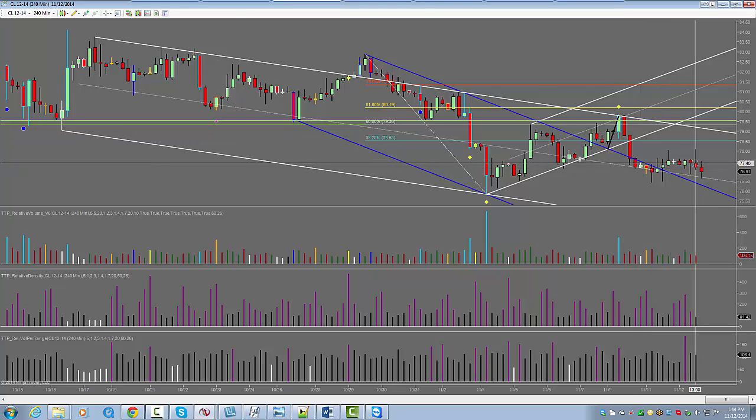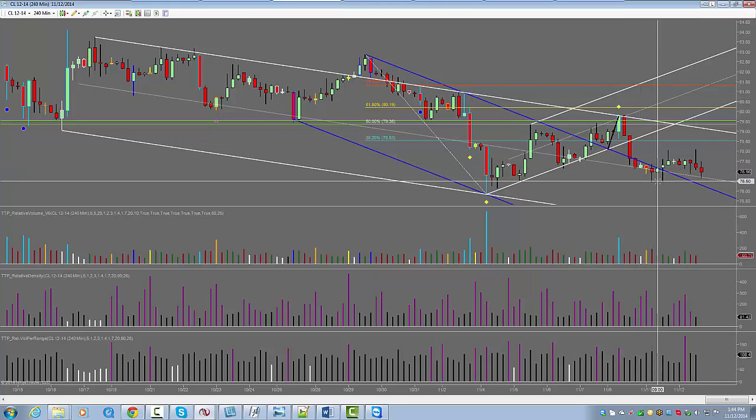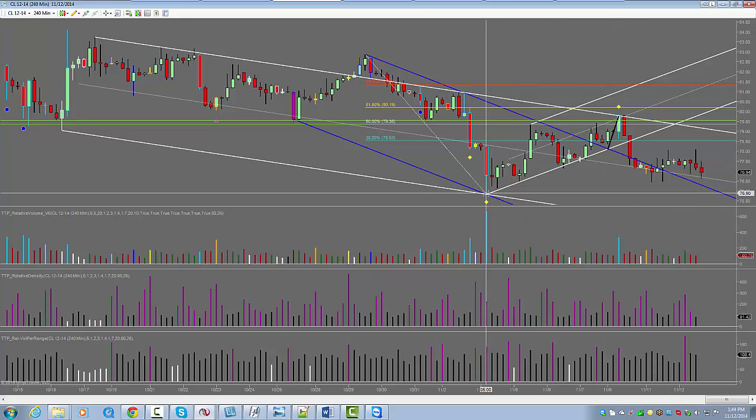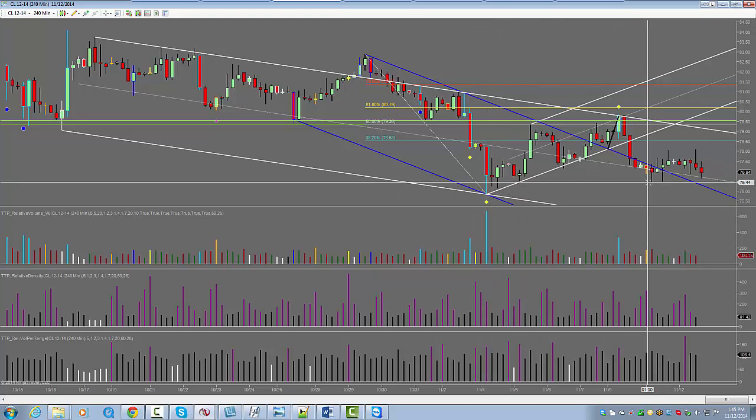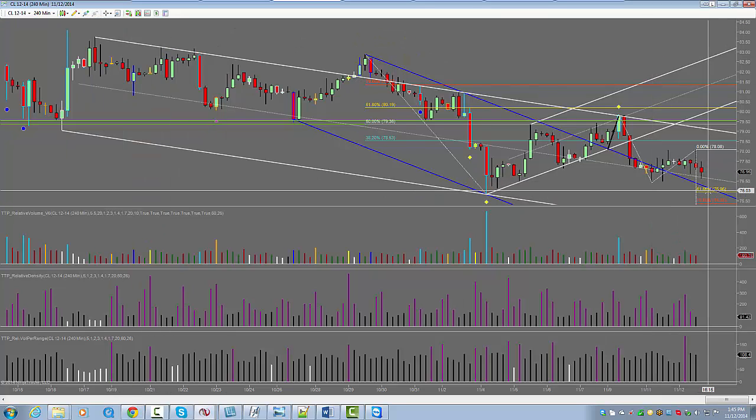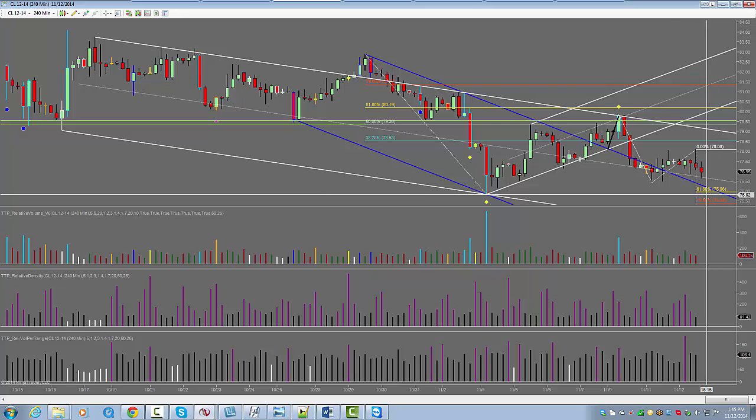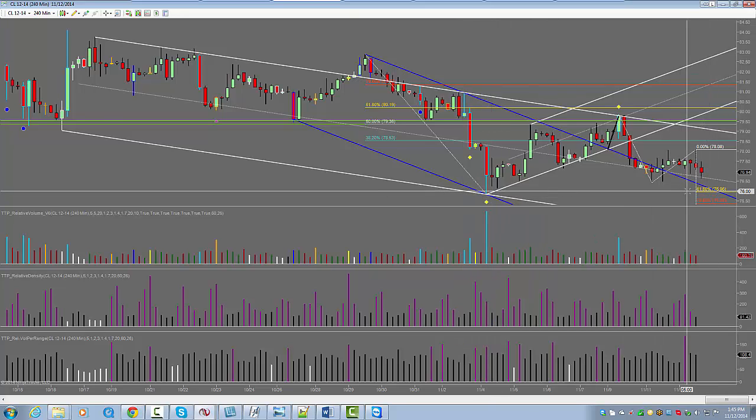There's the 240 minute. If we can just break this low, then I think we'll be on the next push down to break this low. So I really want to see this low get broken. 75.96 would be the first spot to look at before this low gets broken.